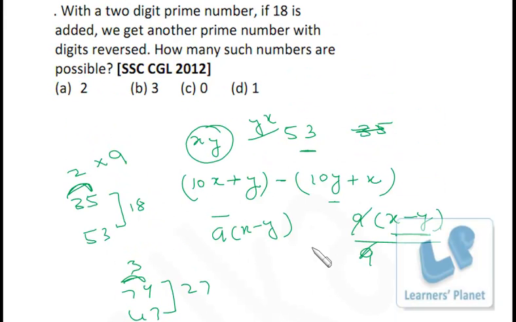Now in this particular case, we are looking for a number which is already prime, and if we add 18, then the digits are reversed, and the reverse digit number is also prime. So the first thing, the difference between the two digits should be 2. Then only we'll be getting the reverse digit number when we add 18, right?